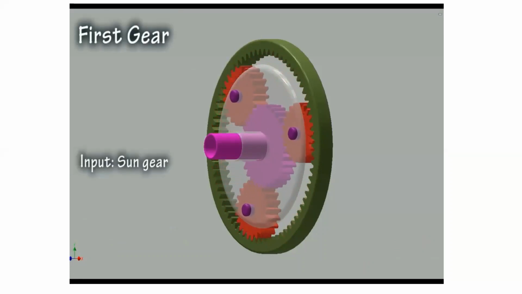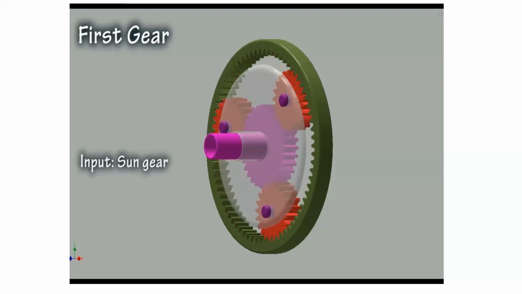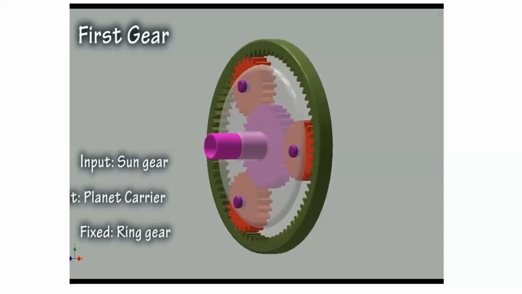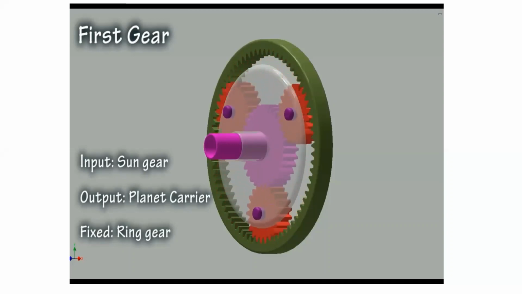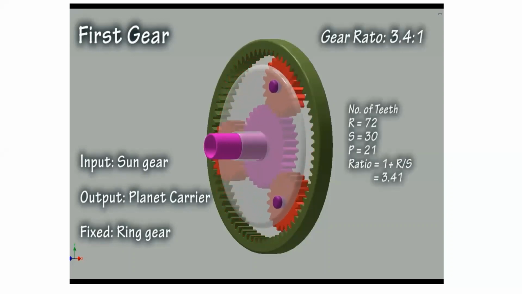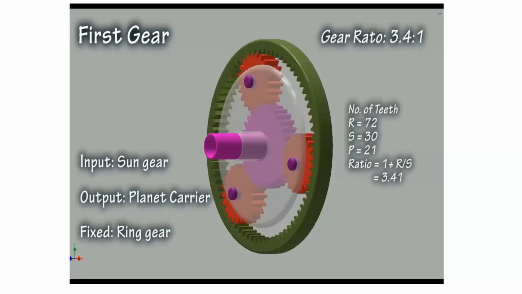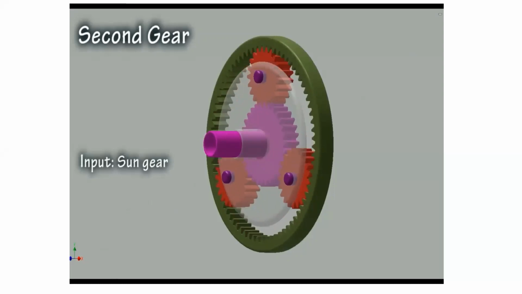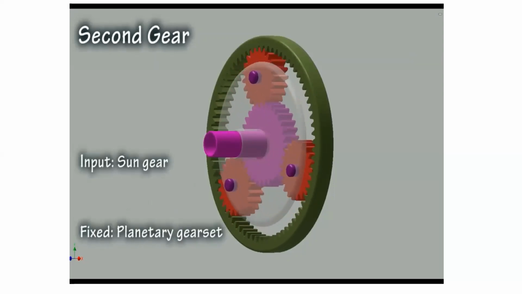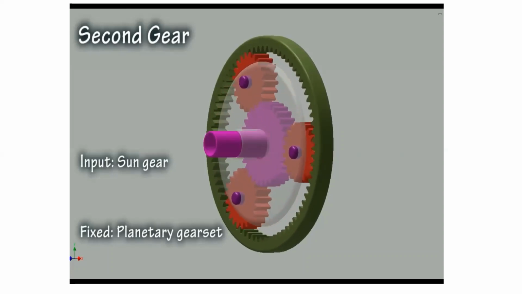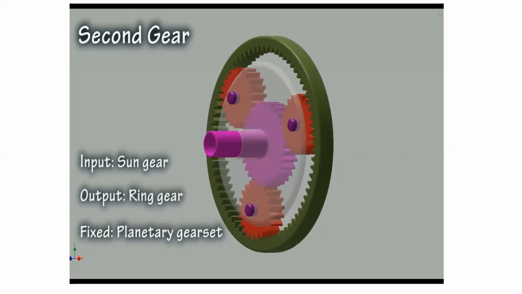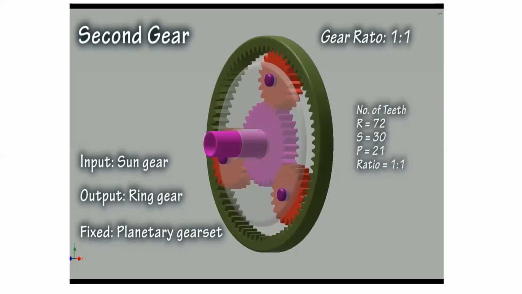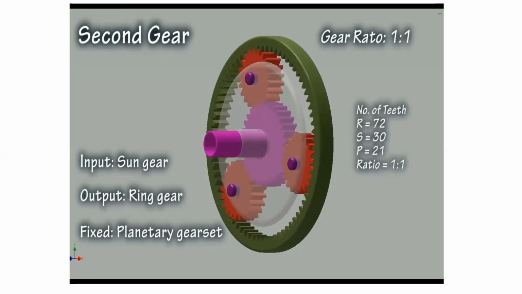In first gear, the sun gear is driven by the torque converter, which is driven by the engine. The ring gear is held stationary by a multi-plate brake. The planet carrier is connected to the output and drives the wheels of the car. Thus a gear ratio of 3.4:1 is obtained, and the output speed is slower than the input speed. In second gear, the sun gear is driven by the torque converter. All the parts of the planetary gear set are held stationary, and the ring gear is connected to the output and drives the wheels of the car. Thus a gear ratio of 1:1 is obtained, and the output speed is equal to the input speed.